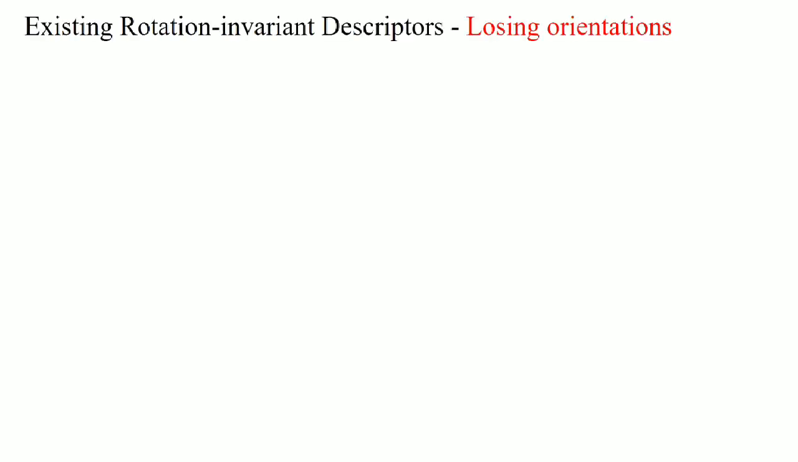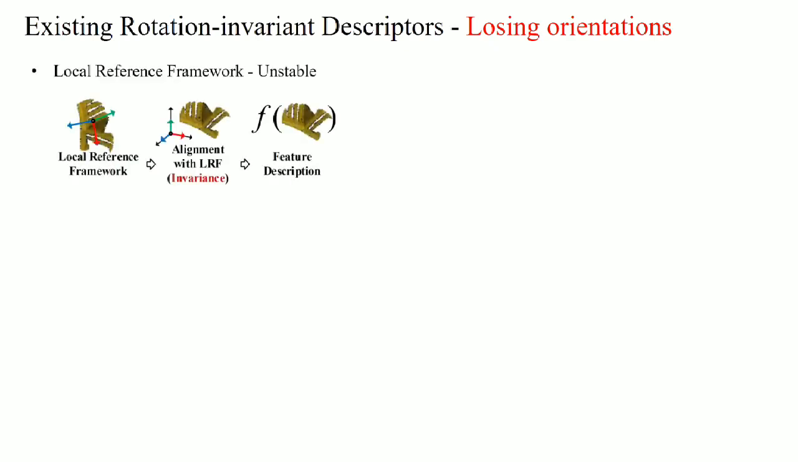Let's start with our motivations. For feature description, the existing descriptors typically rely on 3 steps to obtain rotation invariance. Most of them extract a local patch of a point by radius searching. Then, a local reference frame representing the local orientation is constructed by the principal component analysis algorithm. The local patch is aligned to the calculated local reference frame to make the patch lose its orientation information. Finally, the rotation invariant features can be extracted based on the aligned patch.